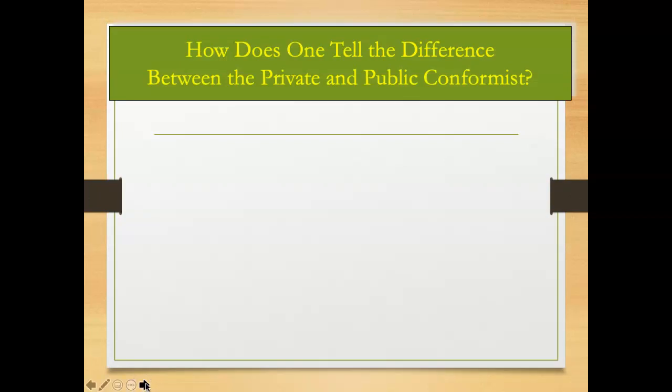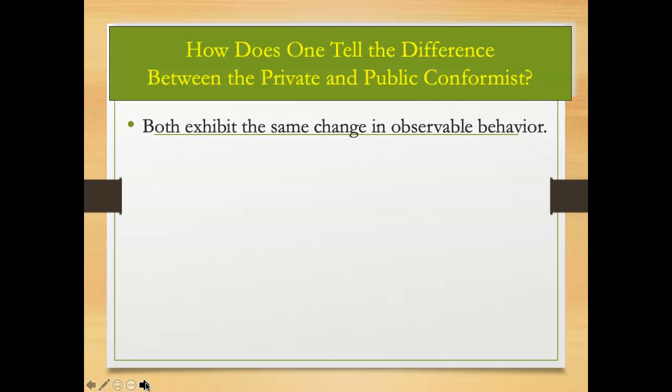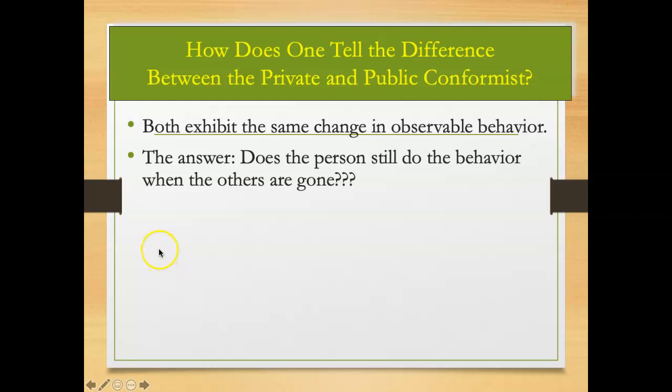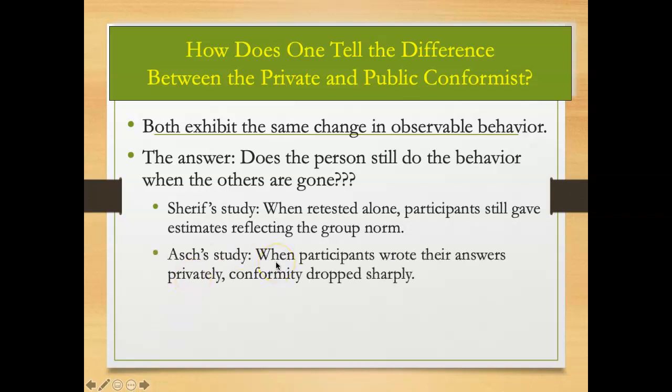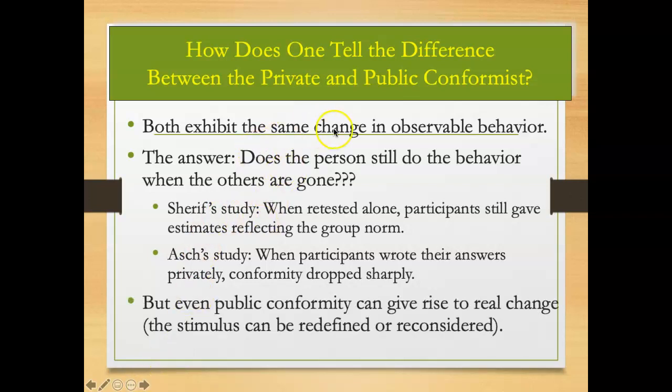Okay, so how do we tell the difference? Well, in both cases, whether it's public or private conformity, the observable behavior is the same. But does the person still do the behavior when the others are gone? Well, in Sherif's research, when people are retested alone, after the group session, they still gave estimates that reflected the norm that had developed in the group responses. But in Asch's studies, when they wrote their answers down or gave their answers privately, conformity dropped sharply. So we're seeing true change in the Sherif situation, and really public conformity only in the Asch study. That's how we tell the difference. Does the person still do the behavior when the others are gone?